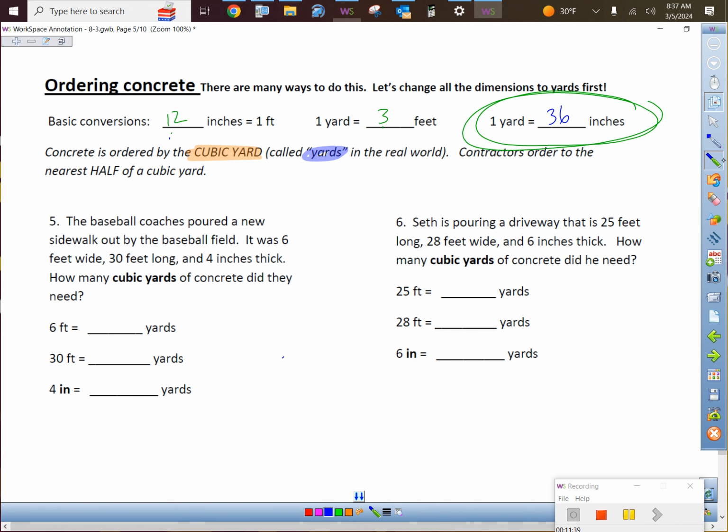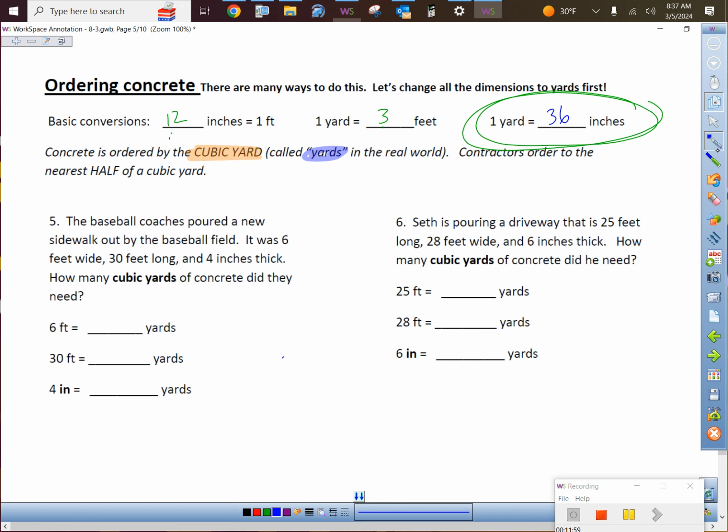So here's what we did. These are all true little stories that I made up for you also. The baseball coaches poured a new sidewalk out by the baseball field. It was 6 feet wide, 30 feet long, and 4 inches thick. Think about that. Isn't a sidewalk pretty basically nice and thin? You know, it's not going to need to be a foot deep.